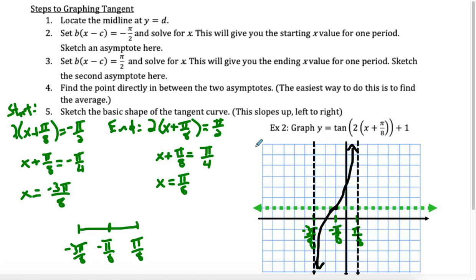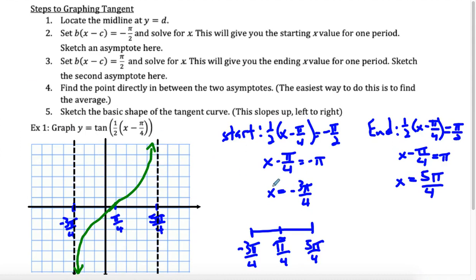Now, one thing I did forget to mention on both of these was I could ask you to tell me what the period is. Okay? So for the other 4 graphs that we've looked at, the period was just 2 pi divided by b. For tangent and cotangent, the period is going to be pi divided by b. Okay? So my b value here is 1/2. So pi divided by 1/2 would be pi times 2 over 1, or 2 pi. And we can see that that distance from negative 3 pi over 4 to 5 pi over 4 is 2 pi.